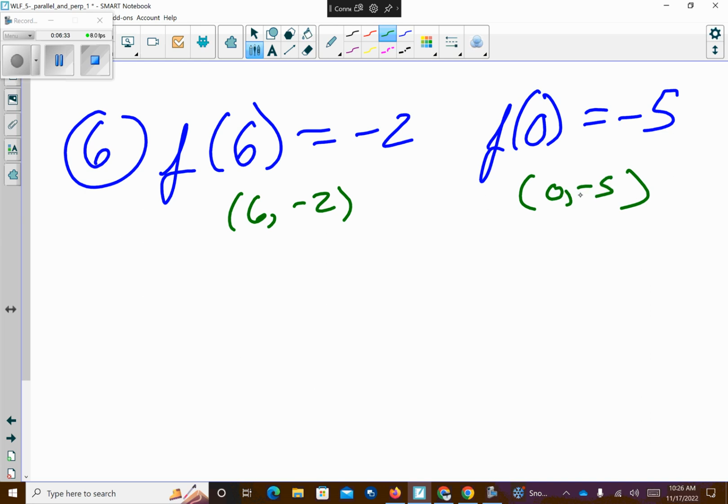Now number 6, we want to write the line in slope-intercept form. Slope-intercept is y equals mx plus b, so we're trying to get it to look like this. First step, find the slope. x1, y1, x2, y2. The slope equation is this.